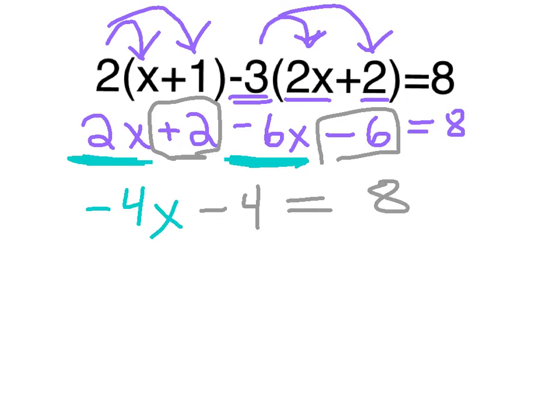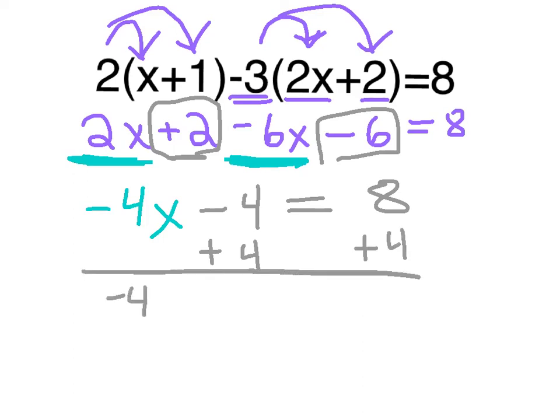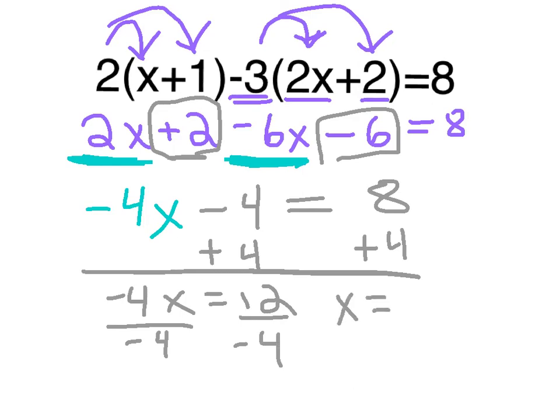Now it's a two-step equation. Add or subtract first, plus 4 to both sides. Negative 4x equals 12. And then divide each side by negative 4. X equals 12 over negative 4, which equals negative 3. I hope this helps with combining like terms and solving multi-step equations that involve the distributive property.